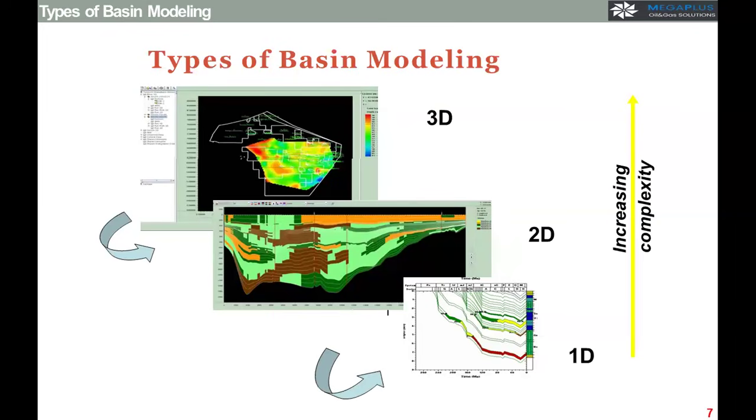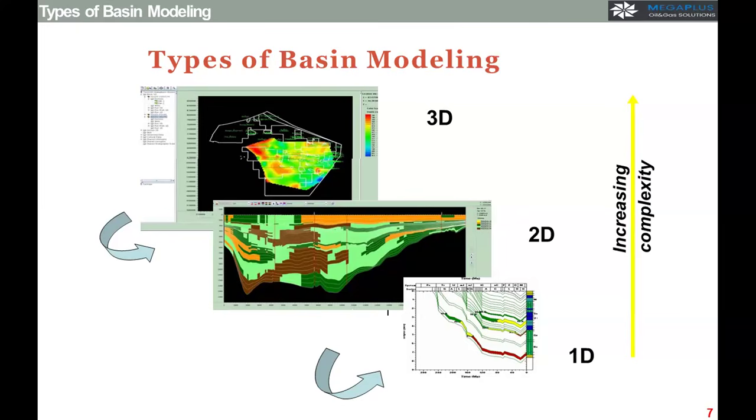For the types of Bayesian modeling, we have three types: 1D, 2D, and 3D, increasing in complexity. The 1D model is a very simple one. It's just vertical versus depth, built from your well. For the 2D model, you can take the cross section of the seismic interpretation, and with your software just spread your wells and your maturity data on it.